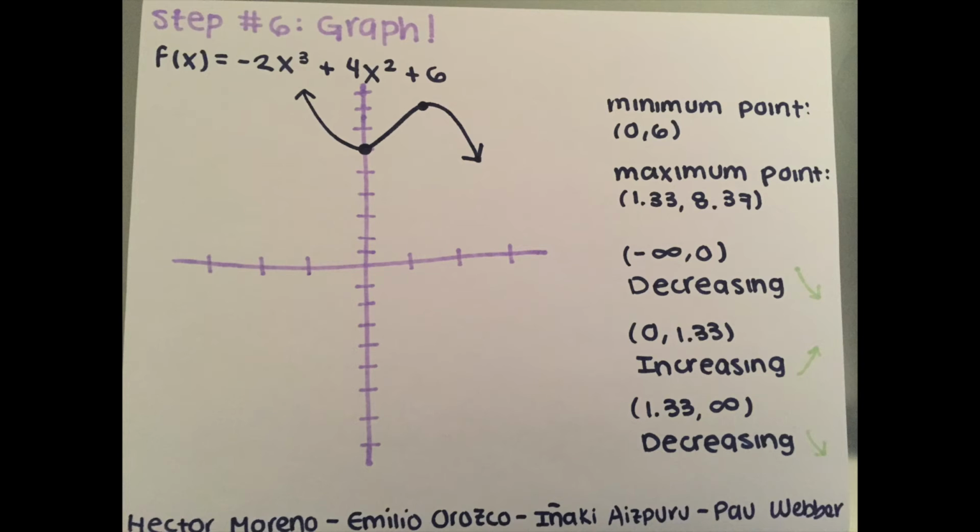We need to look at the minus 2x to the cube because the minus sign indicates that the graph will be decreasing, and the degree 3 indicates the form of the graph. So now we draw a line that is decreasing from minus infinity to 0, and then the line will go up from 0 to 1.33, and then it will go down again from 1.33 to positive infinity. And this is the final form of the graph.